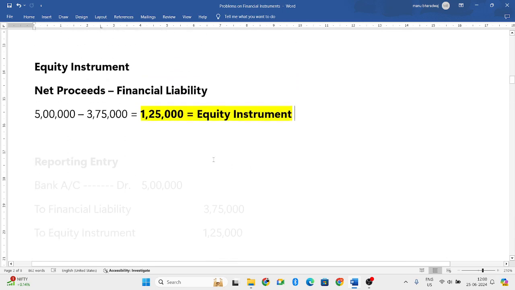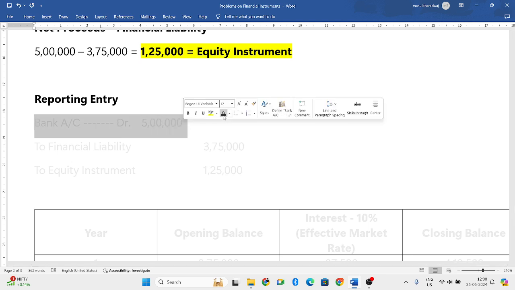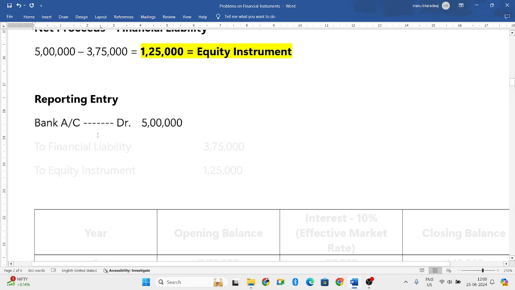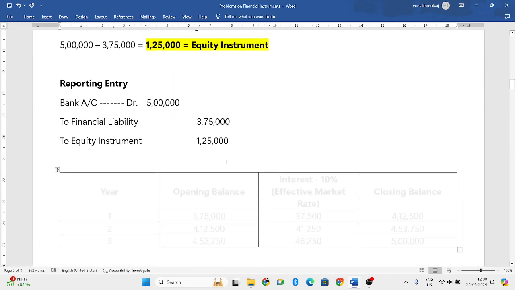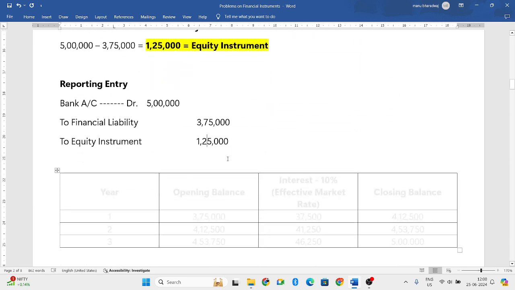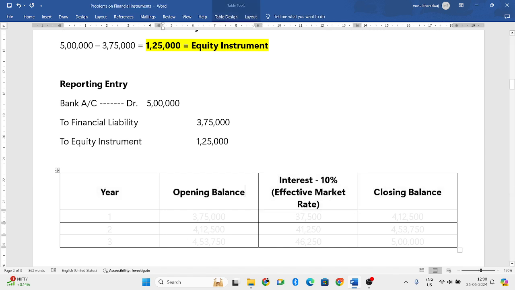Okay. Now we need to pass the reporting entry. The reporting entry is very simple. If we take the loan, we will get money. So bank account debit 5 lakh rupees. To financial liability, that we have found out, 3,75,000. To equity instrument 1,25,000. But in the problem they have even asked us to calculate the interest for every year. So interest we need not pay, but still we have to calculate the interest because I have given the effective market rate. Using this effective market rate, we have to find out the interest.